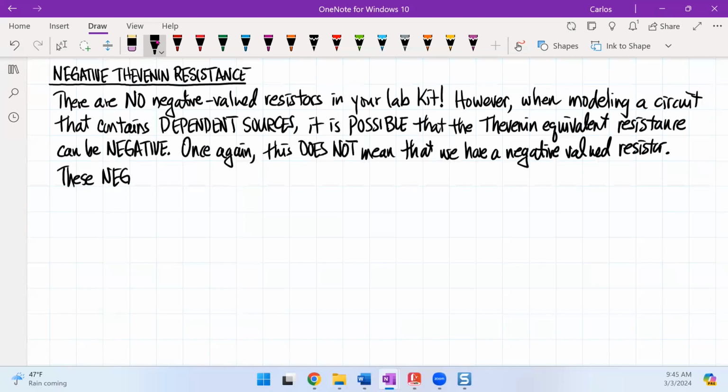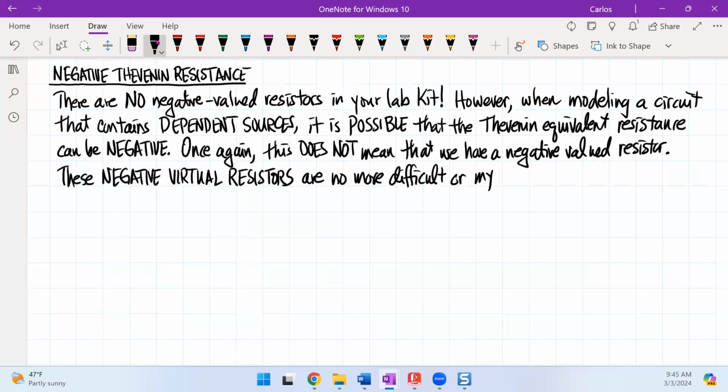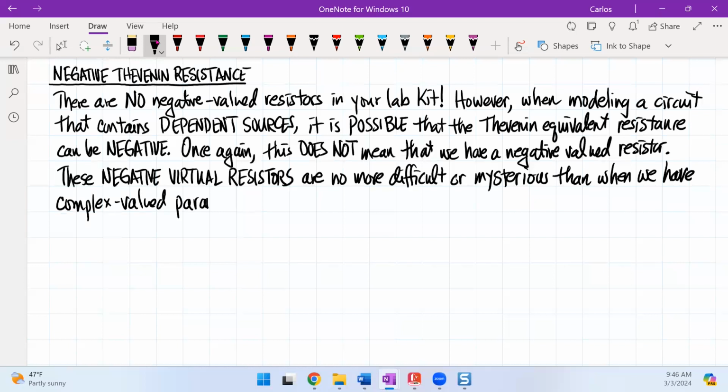These negative virtual resistors are no more difficult or mysterious than when we have complex valued parameters in AC circuits.